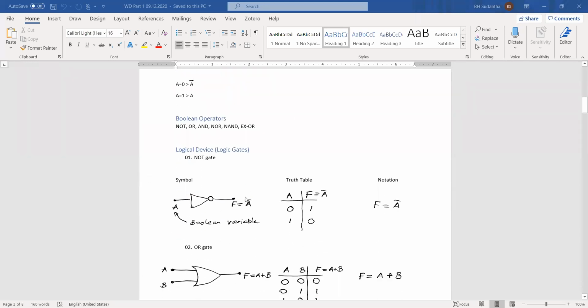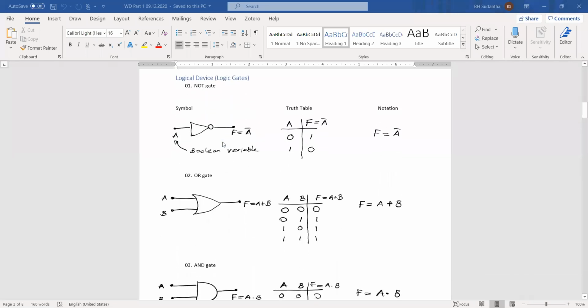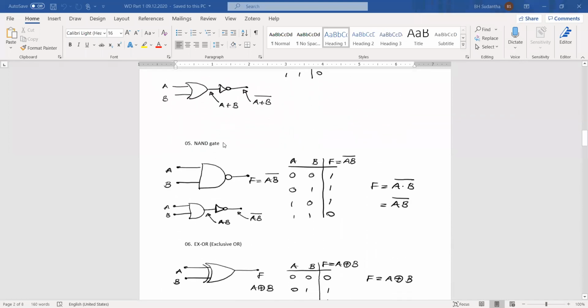Then after that, we discussed these Boolean operators. For these Boolean operators, we need real circuits to implement those functions. Then we discussed logical devices, logic gates. These are the 6 basic logic gates.